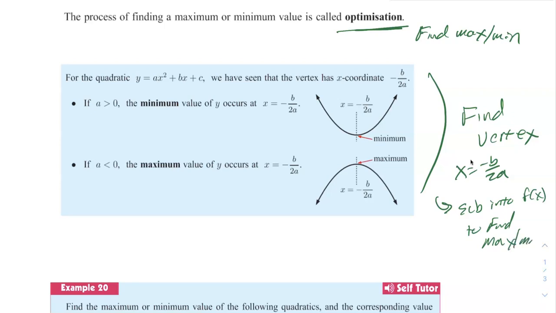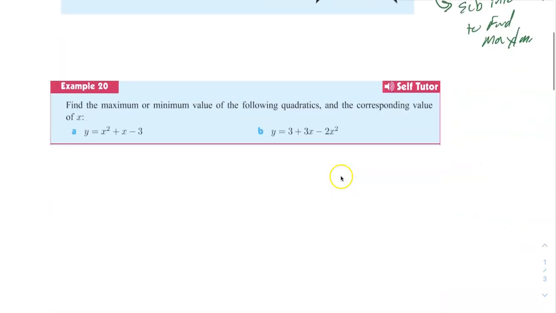Remember, if your a is positive, we have a general quadratic right here. When a is positive, it's a minimum, because your graph opens up. So we're going to have a minimum, and it occurs at the axis of symmetry, negative b over 2a. You plug it back in to find the min. When a is negative, it's a maximum, so it opens down. The same thing occurs. So let's do a couple quick examples.